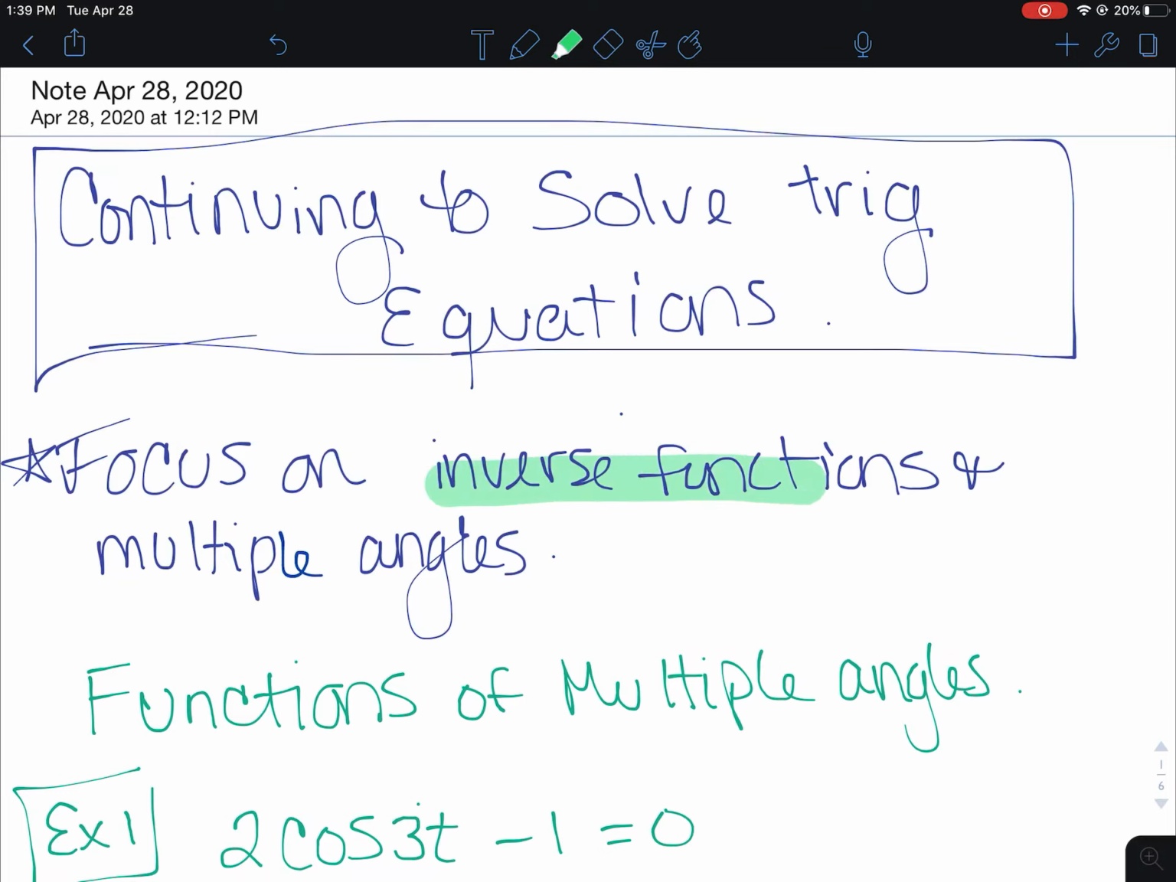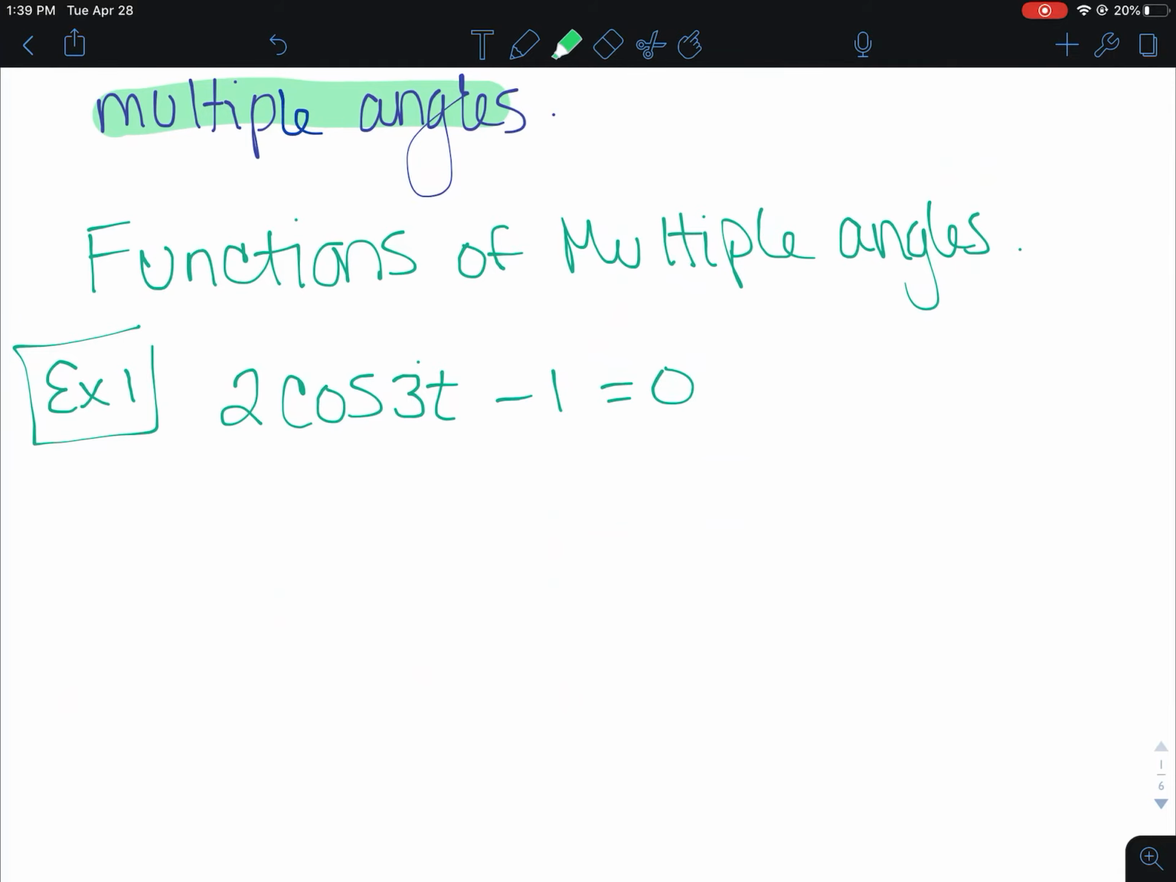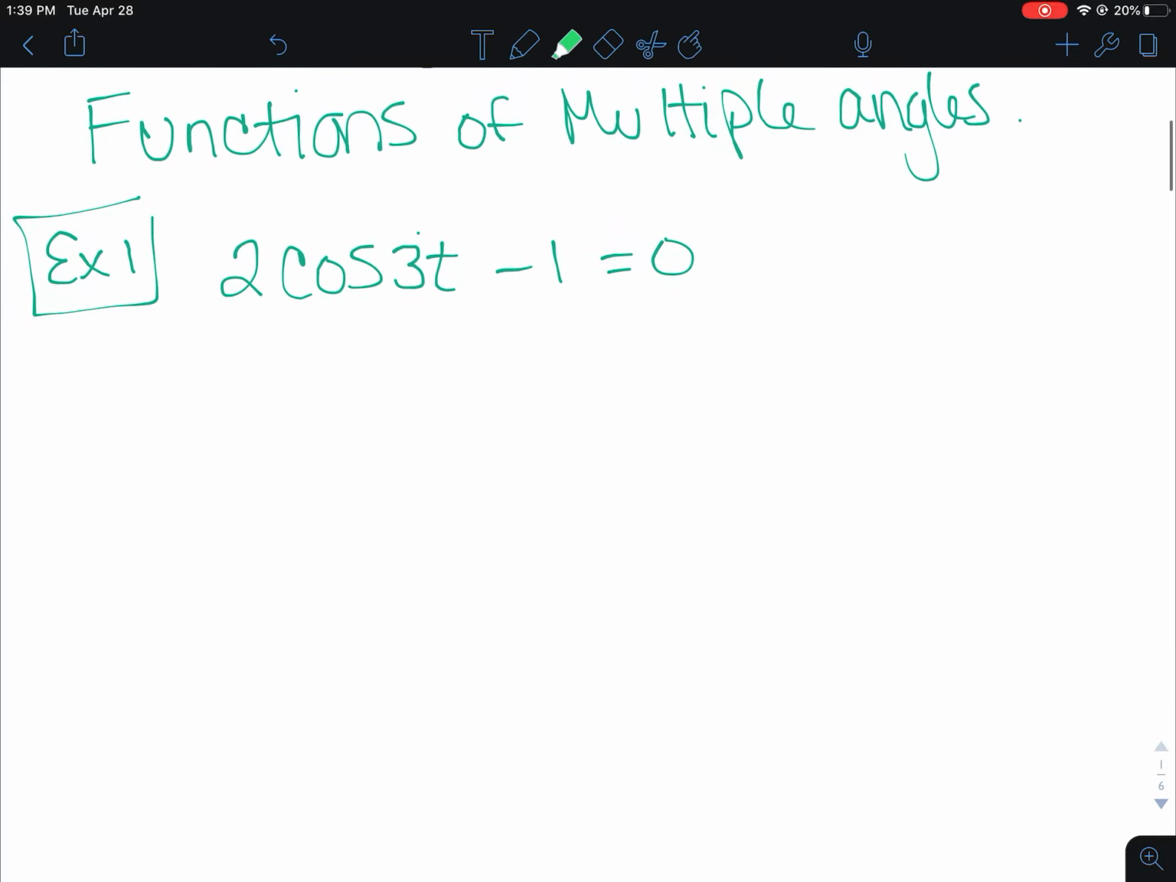Anyway, today we're going to focus on inverse functions. We're also going to look at functions with multiple angles, and we'll start with the latter. All the rules that we talked about last time are still going to hold true, so keep that in the back of your mind, all the solving, but we're just going to look at what happens when we add a little bit more to the angle portion. So here's your equation, 2 cosine of 3t. And remember, this 3t is inside of the cosine function. So that's all one part.